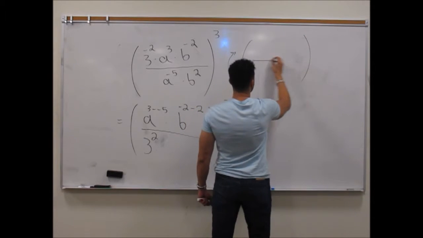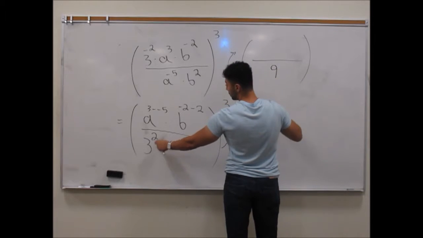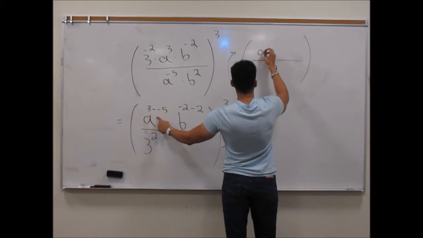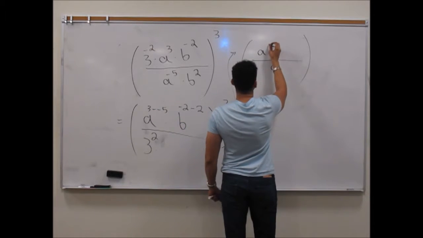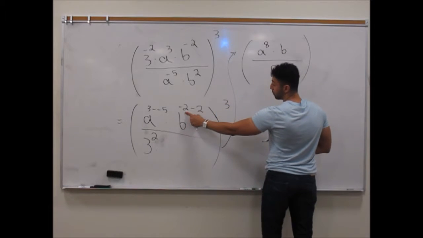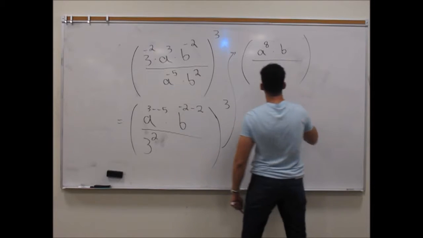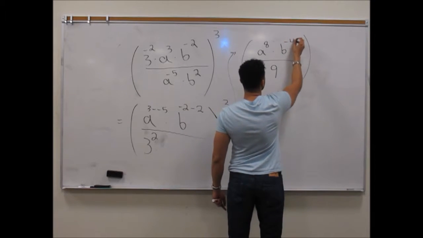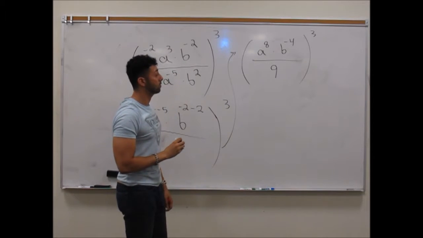Let's go ahead and simplify the parentheses a little bit. 3 squared would be 9 on the bottom here. These negatives we turn into a positive, right? So 3 plus 5 would be 8. Over here, negative 2 minus a 2 would be a negative 4, right? And this is all still being raised to the 3rd power. Okay, moving on.